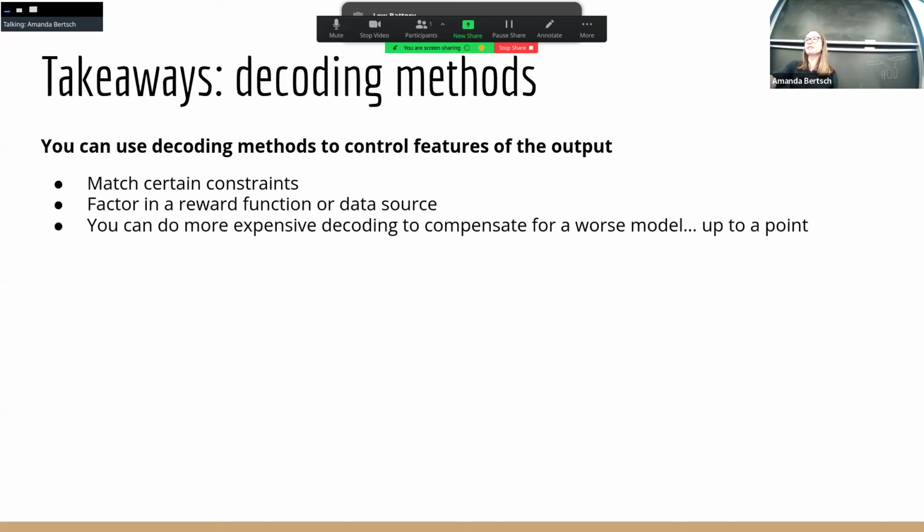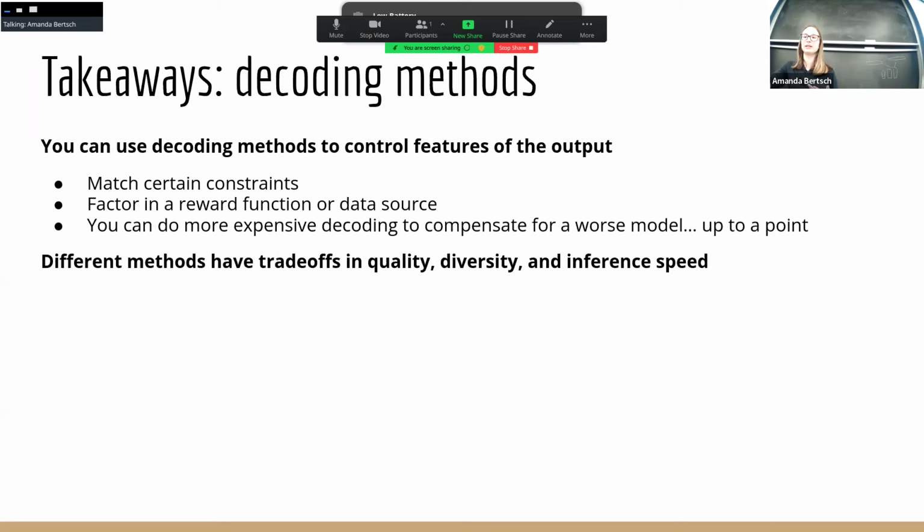And to some extent, you can use a more expensive decoding method to compensate for a worse model, or for a model that hasn't been trained to do exactly the thing you want it to do. Of course, you can't use this to make GPT-2 small as good as GPT-4, but for some points in the middle, you can spend more compute at inference time to pay for not spending as much compute at training time. And particularly if you don't have access to the kind of giant GPUs you might need to continue fine-tuning your model, this can be a really powerful alternative.